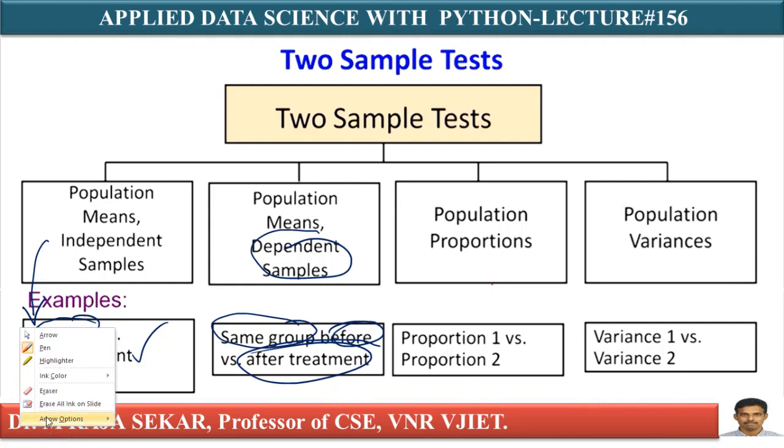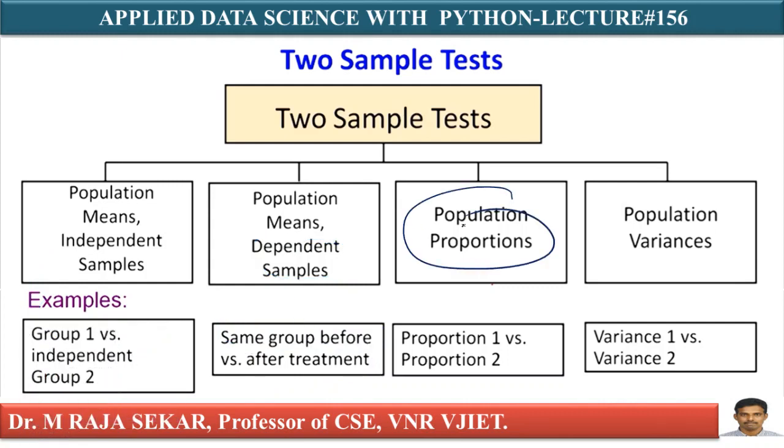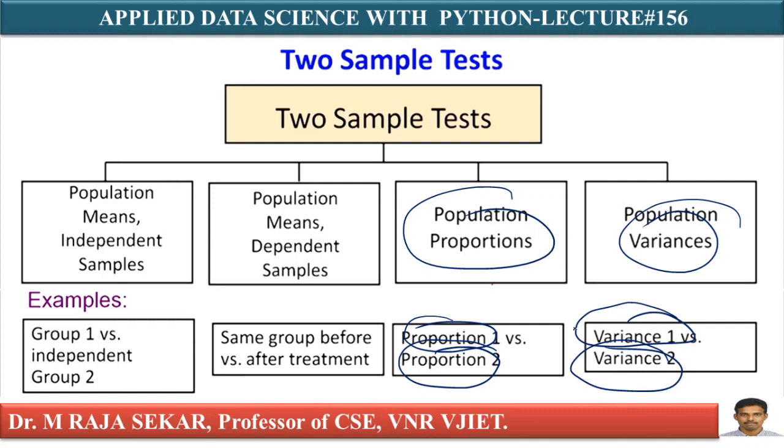In the population proportions, there are two populations. Proportion 1 is from population 1, and proportion 2 is from another population. Similarly, for comparing the variances of two populations, variance 1 is from population 1 and variance 2 is from population 2. First we will start with the difference between two means.